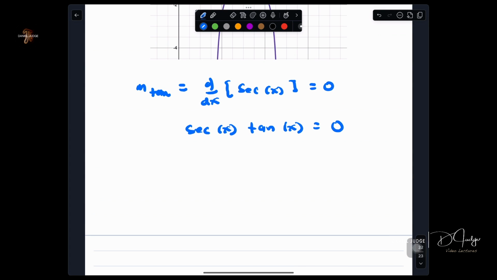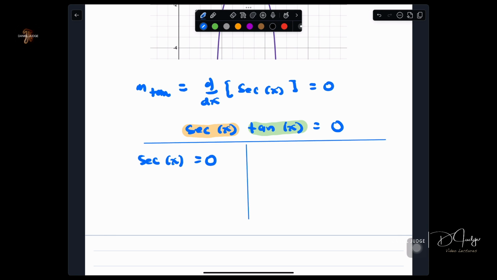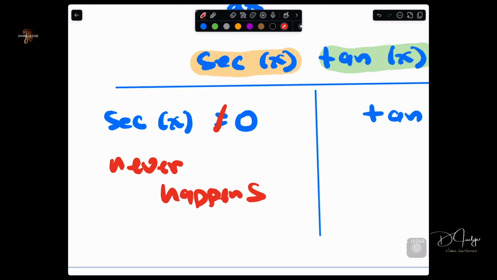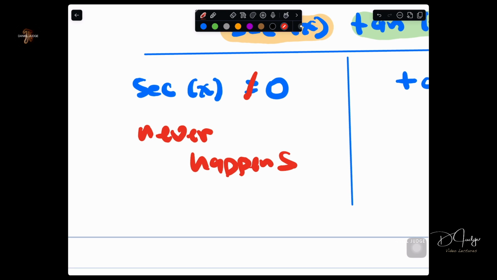Okay. So by the zero product rule now, like we saw earlier, whenever we have a product that's equal to zero, you've got the first function times the second function. By the zero product rule, that means either the first function is zero or the second function is zero. Now, this never happens. Okay, your secant curve is never zero. Doesn't happen.